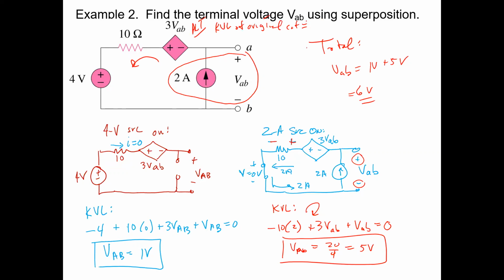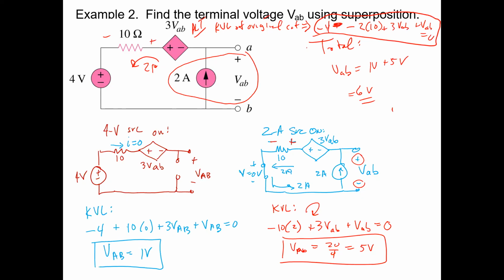The original circuit says that, minus 4 plus, well, you're going to have 2 amps going there, right? Minus 2 times 10, right? Because of the signs here. Plus 3 VAB plus VAB equals 0, and this will get you the whole thing.